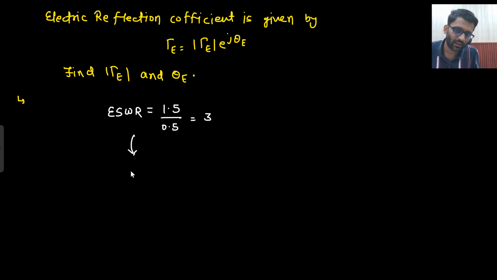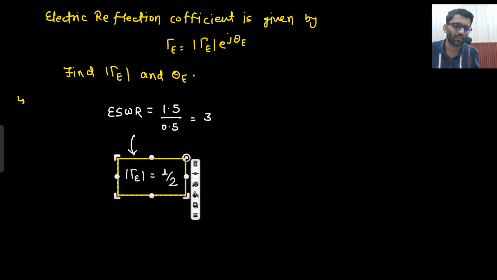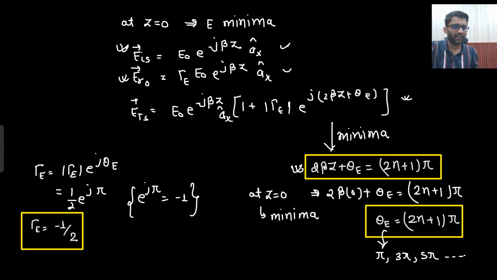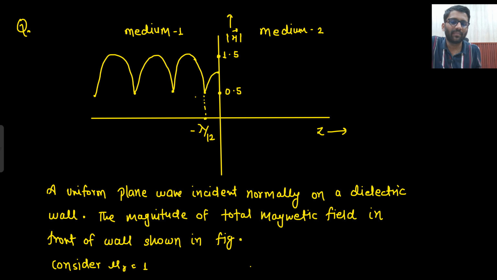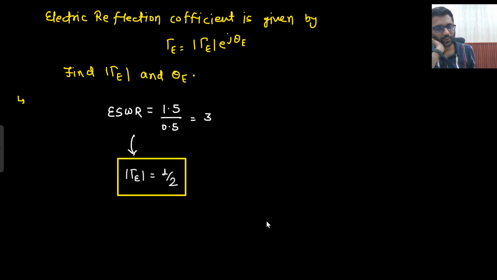And from here, can I calculate my gamma E? That is equal to 1 by 2. Mode of gamma E is equal to 1 by 2. This calculation we have already done, right? Here, what is my maxima? This is my maxima. And what is my minima? This is my minima. If I calculate the ratio, then I get gamma E equal to 1 by 2. But this is the mode of gamma E.